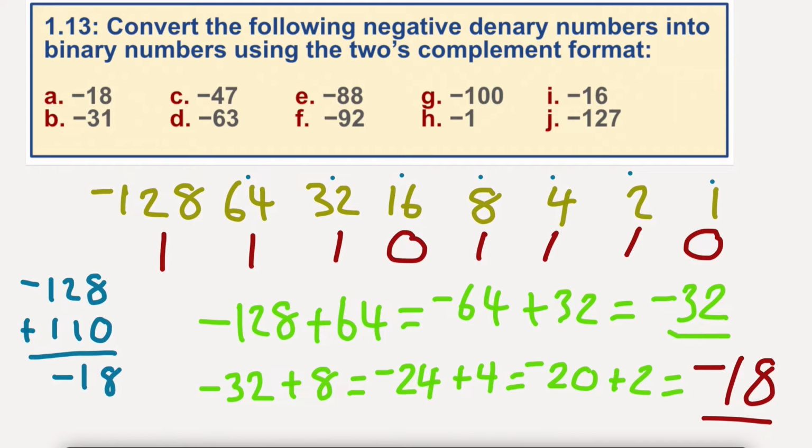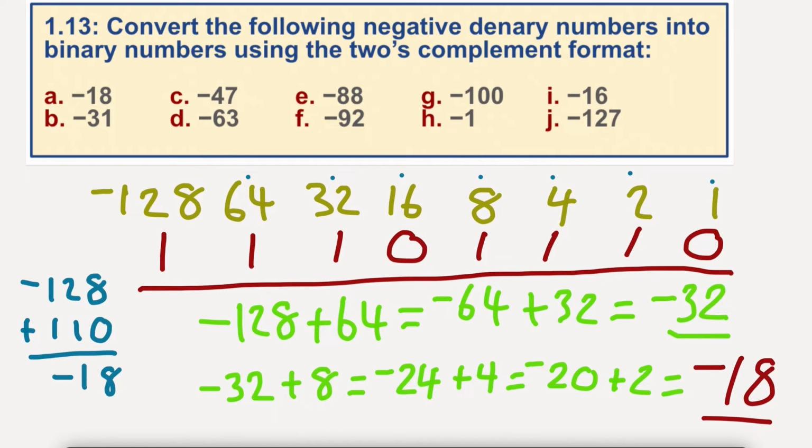So this is how I would write the 2's complement version of minus 18. We must put a 1 under the 128 in order for that to work, and then we're adding the consecutive numbers to it. It's not the easiest task, not the easiest task at all, but we'll do a couple more and see how you get on. Okay, nice and slowly.